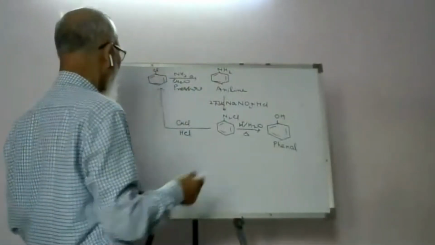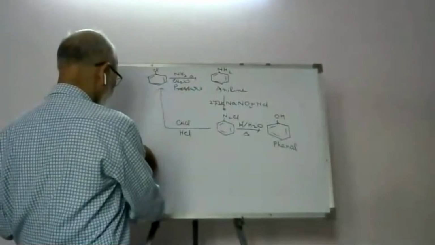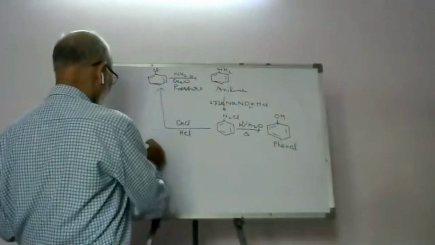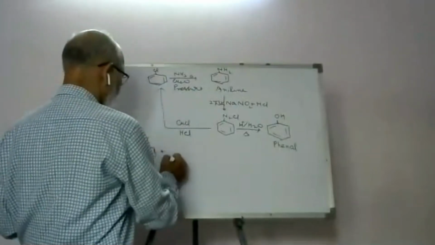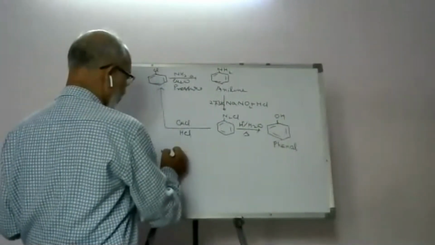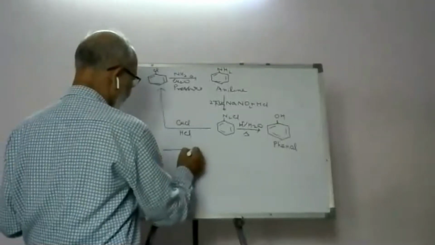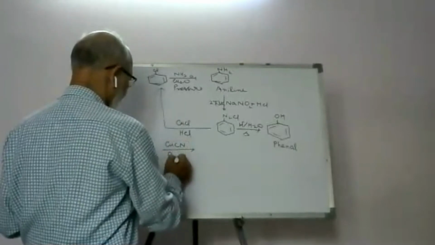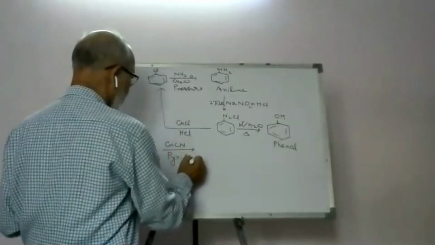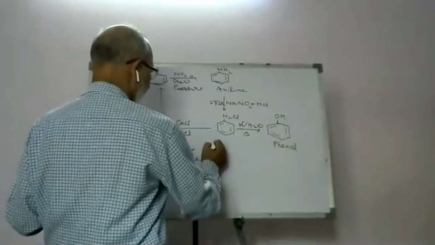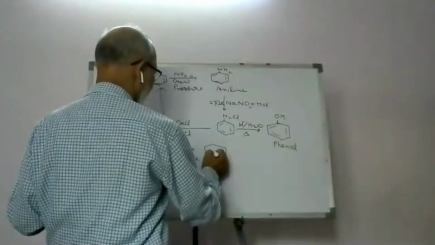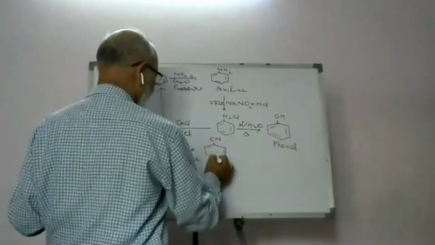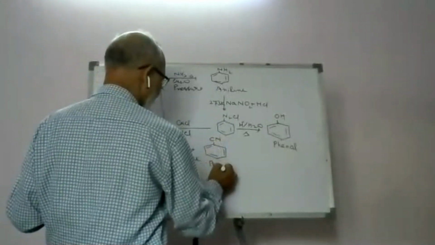Similarly, when this chlorobenzene is heated with CuCN in presence of pyridine, there is formation of this compound phenyl cyanide, also known as benzonitrile. This is called benzonitrile.